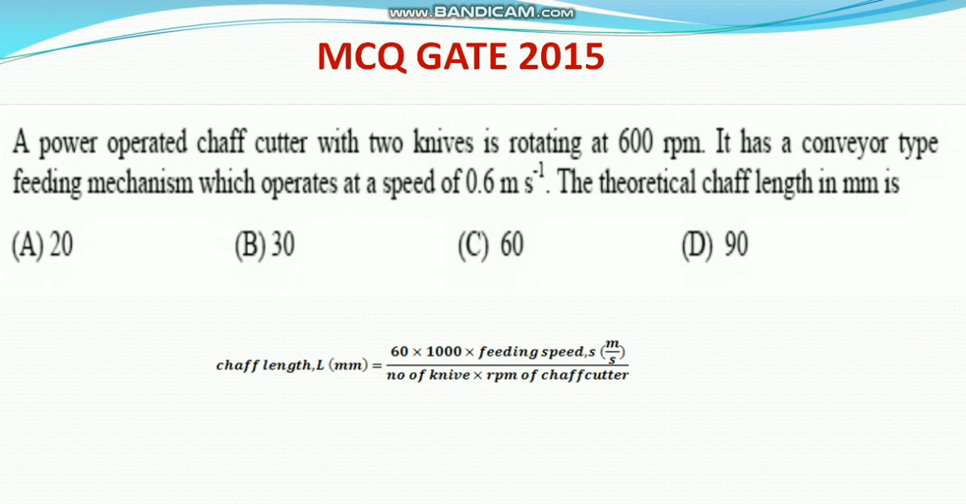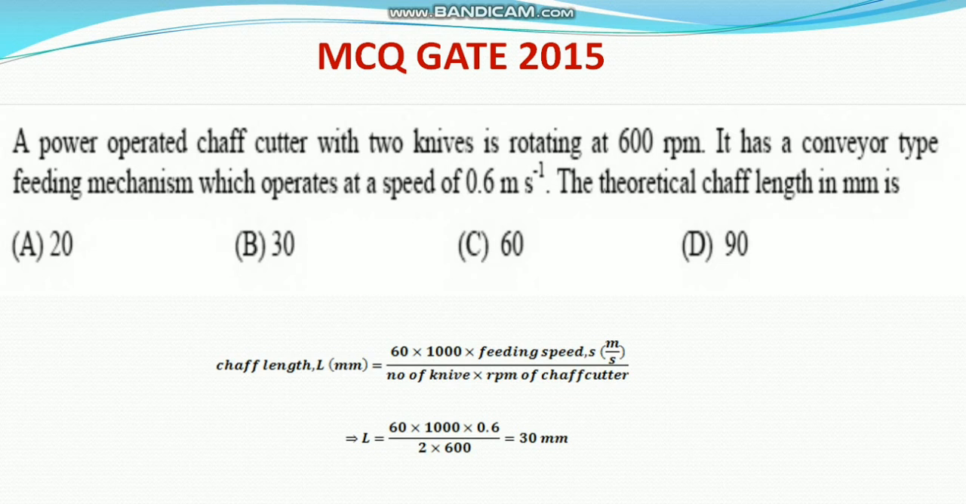Since the rpm is given in rotations per minute, 60 has to be multiplied, and the feeding mechanism speed is given in meter, you have to find the length in millimeter per second. That's why 60 into 1000, for converting from meter to millimeter. Then divide by the number of knives and rpm of the chaff cutter. It's very simple.